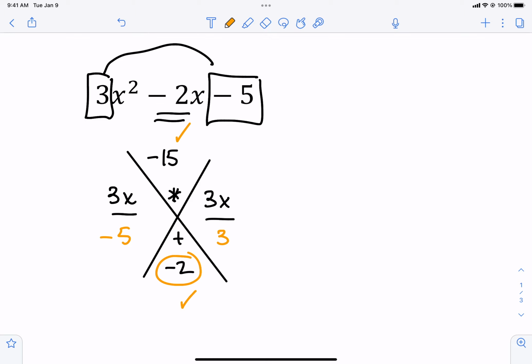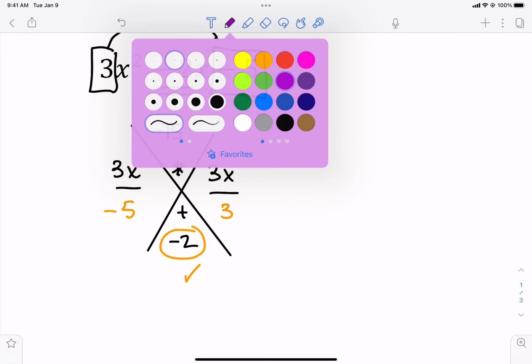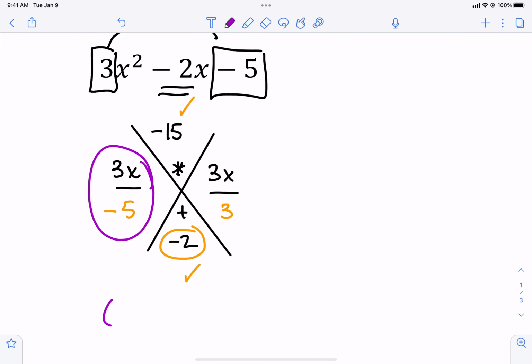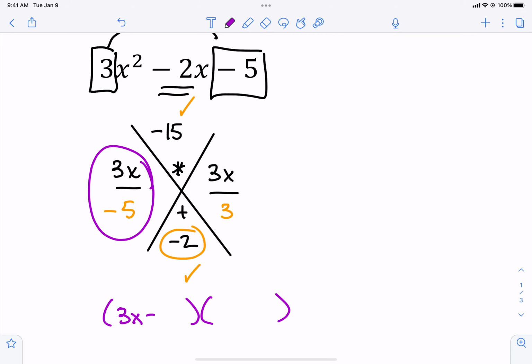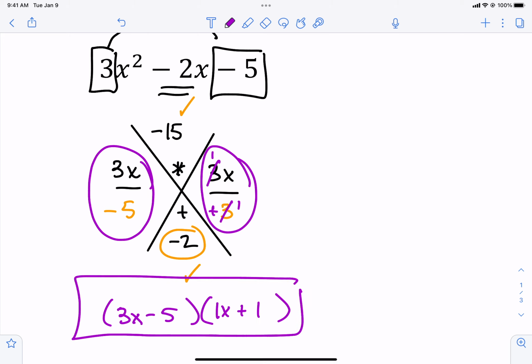As soon as you find those numbers that work, you're about done. Now remember, our answer at the very end of the day is that area as a product. So we need the parentheses, and then we're going to have 3x minus 5. This was not the fraction that reduced, but this fraction over here will reduce. Remember, this is a plus 3. 3 goes into 3 once, and 3 goes into 3 once. So this will be 1x plus 1, making this our final answer.